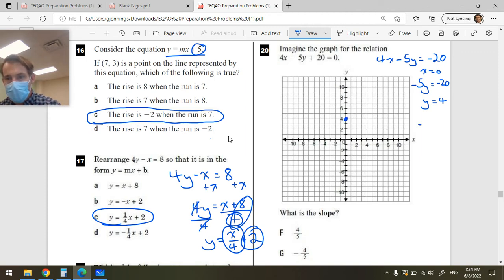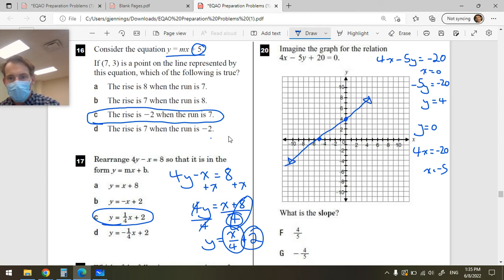Now let's try y is 0. When y is equal to 0, then 4x is equal to negative 20. X is equal to negative 5. So that's over here. All right. And now I have 2 points. I can make my line go through those 2 points like that.